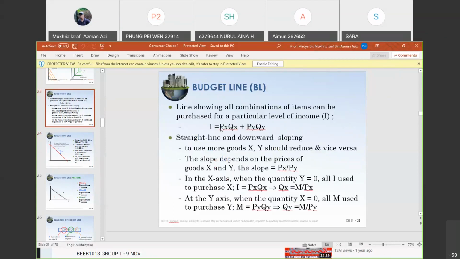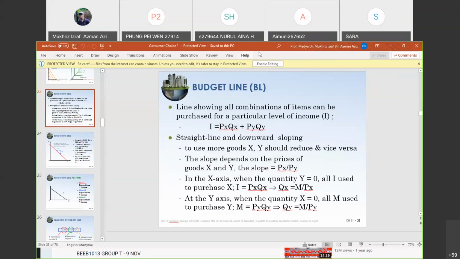recall that the function of the budget line is that income I must equal the amount of money spent on X plus the amount of money spent on good Y. So the slope depends on the prices of good X and good Y. For the budget line, the slope is calculated as PX over PY, the ratio of the price of good X divided by the price of good Y. Then you can calculate the slope of the budget line.